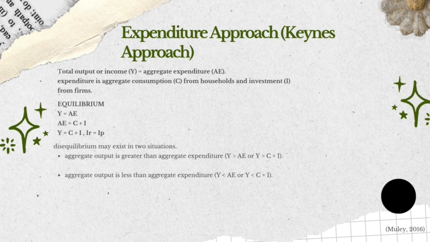Second, this can happen when aggregate output is less than aggregate expenditure. It will cause inventory to decrease because sales are greater than production. Therefore, planned investment will be greater than the real investment. So, to achieve equilibrium level, firm needs to increase aggregate output.